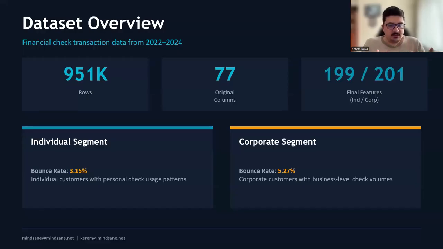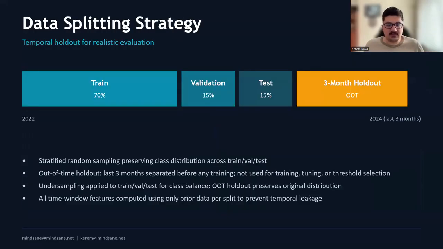In the individual segment, we have a bounce rate of 3.15%, and in the corporate segment, the bounce rate is 5.27%, which means the datasets are imbalanced classes. Before data splitting, we preserve the last 3 months of the dataset as an evaluation set. Then the remaining dataset is split into 3 parts: train, validation, and test, where train has 70% of the dataset, and validation and test have 15% each of the remaining dataset after the 3-month holdout.